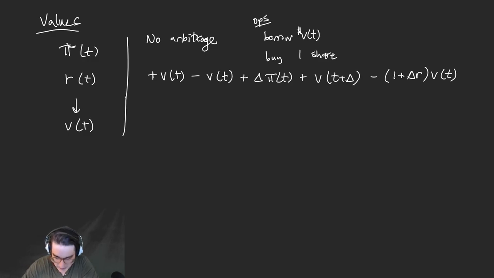Okay. So stuff's going to cancel. First of all, the first two terms just cancel right away. Then we're left with delta times pi of t, and then, well, I'll just write it out. V of t plus delta.